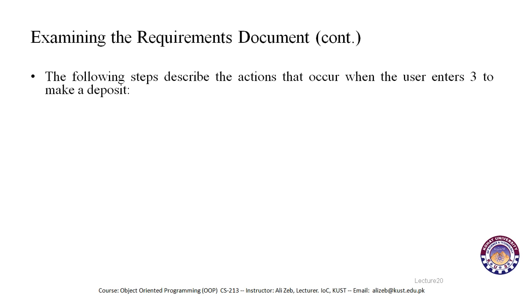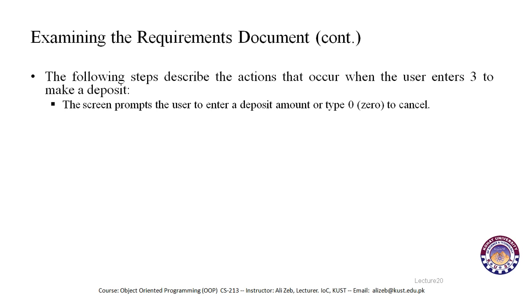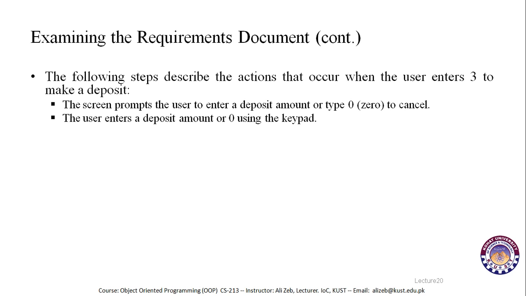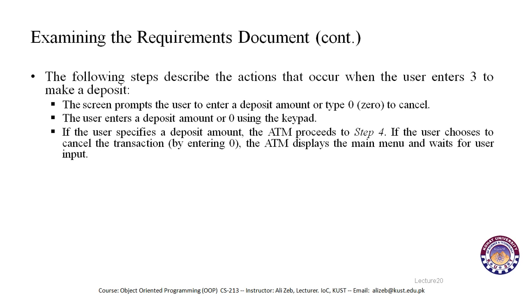The following steps describe the actions that occur when the user enters 3 to make a deposit. The screen prompts the user to enter a deposit amount or type 0 to cancel. The user enters a deposit amount or 0 using the keypad. If the user specifies a deposit amount, the ATM proceeds to step 4. If the user chooses to cancel the transaction by entering 0, the ATM displays the main menu and waits for the user input.